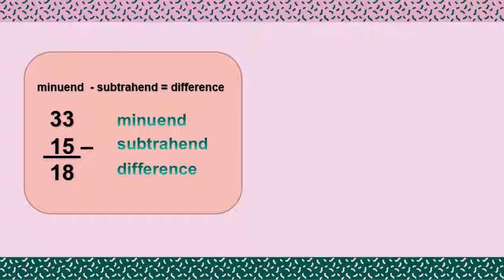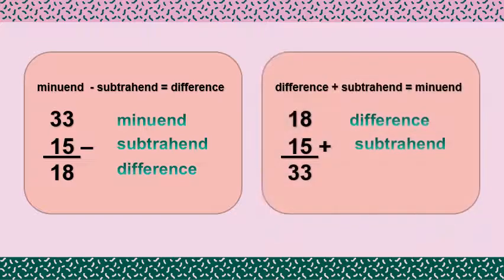We can check our answer if it's correct using addition. For example, difference plus subtrahend is equal to minuend. Here we have 18, the difference, plus 15 for the subtrahend. And the answer is 33. Just the same, right? It is equal.